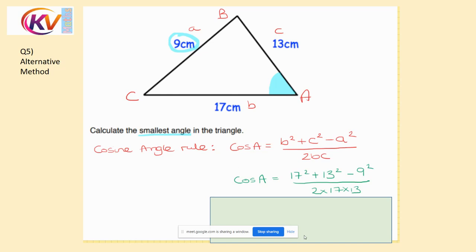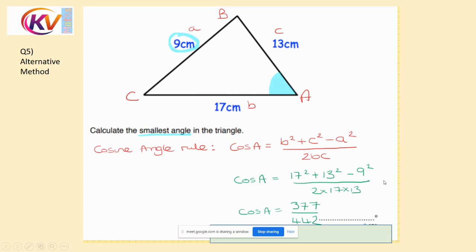If you calculate 17 squared plus 13 squared minus 9 squared, and then 2 times 17 times 13, you come back to what we had last time, which was 377 over 442, which is equivalent to cos A. So you would get the mark at that point. If you can get to there, you have picked up the 2 marks. But if you made a mistake here, you have lost the marks. Just be mindful of that. Then you can do the same thing, inverse cos it, to get the same answer. It is a lot quicker, so that's why you've got to take that gamble. It's your choice what you're more confident with.